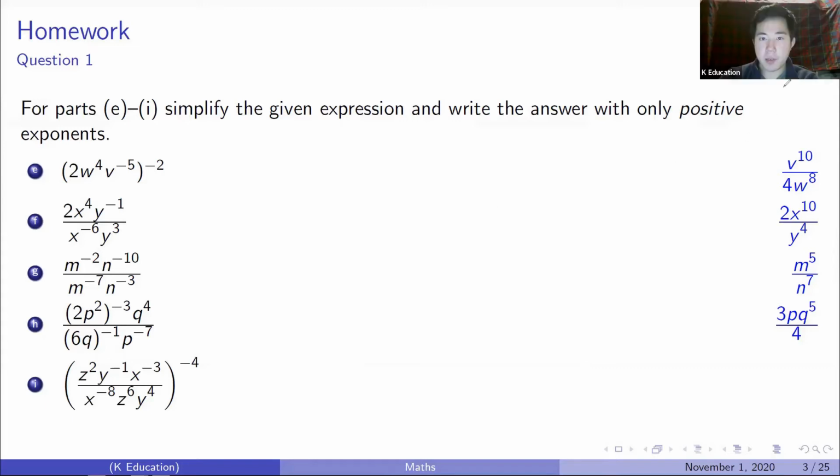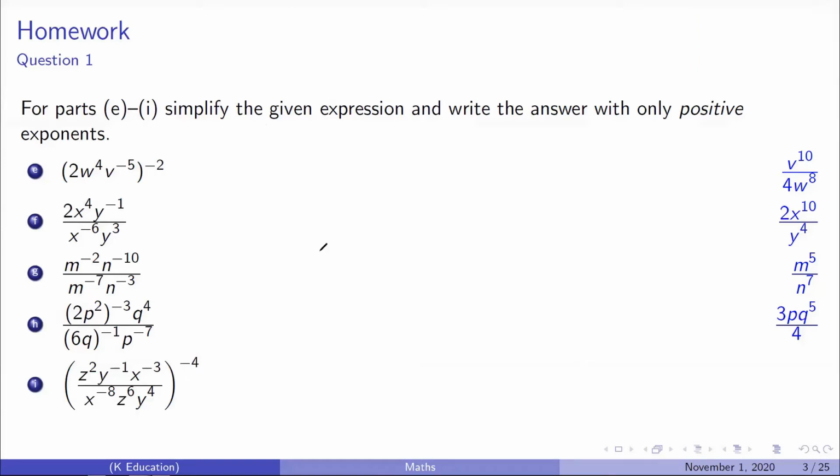Molly, part I? So I got Z. So Z by the power of minus... I didn't get anything for that.